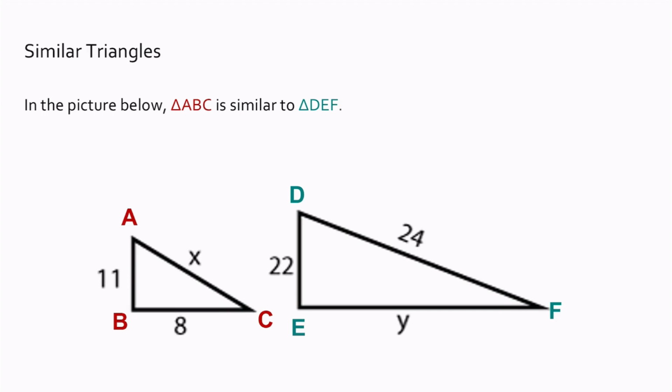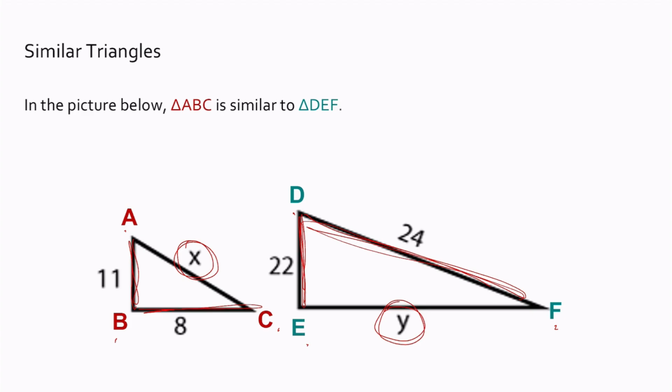Now when we look at this and we see, okay, triangle ABC is similar to DEF. Well, I'm looking at this and I know the length of this line and this line, but I don't know the length of this line. What I do know on the other triangle is this line and this line, but I don't know this line. And I can use a proportion to help me out here.